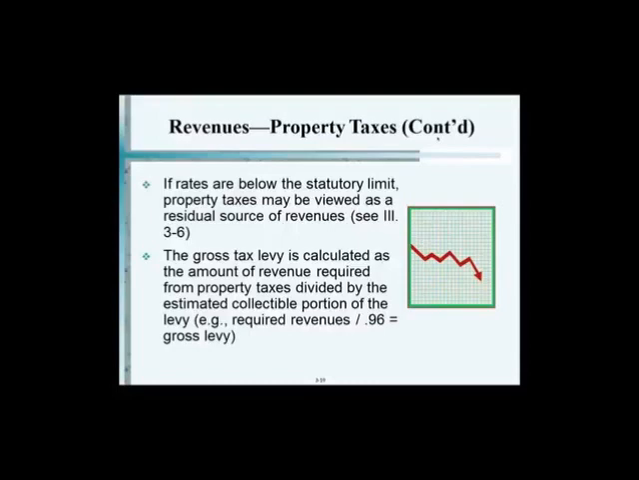That's what that word is. See the word residual? Whatever's left goes into property taxes. So if you could raise 300,000, how much would you have to raise from property owners? 700,000. That's why it's called residual source. Okay. Now let's take it to the next step.